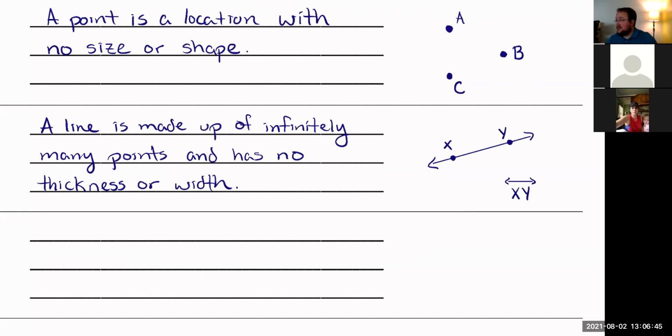So if I was writing a paragraph and I said line XY, I wouldn't actually write the words line XY. I would denote that symbol. Again, not expecting all this to be memorized. That's what the notes are for. Quick recall.